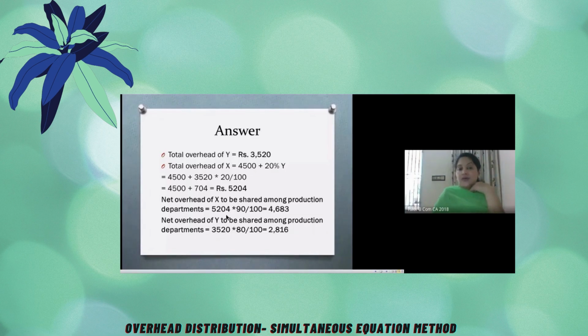So what I'm going to do, I will find out what is 90% of x and what is 80% of y, which gives me the answer of 4,683 and 2,816 respectively. I got the answer. Now it is very easy for me. I have to prepare a secondary overhead distribution summary and distribute these total amounts in the ratio as it is given in the question. Say 4,683 is my total for X, and for Y it is 2,816. That needs to be shared between production departments A, B, and C.